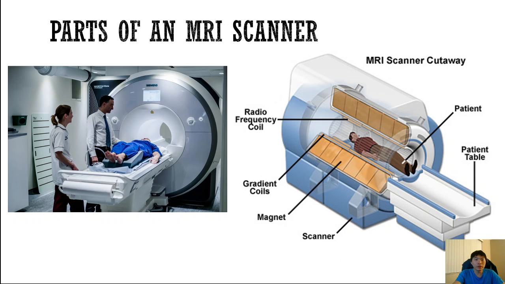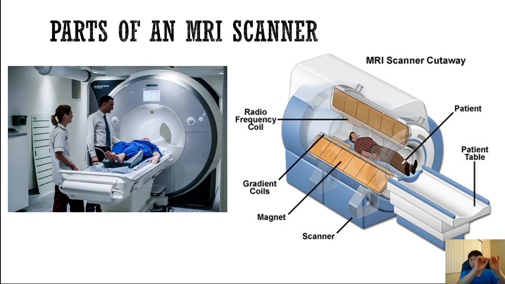So here are the different parts of a clinical MRI scanner. On the left here, you can see the patient on a patient bed. And again, it looks like a donut-shaped machine. It looks very similar to a CT scanner, but on the inside, it's quite different. On the inside of the MRI scanner, of course, you have the magnet.